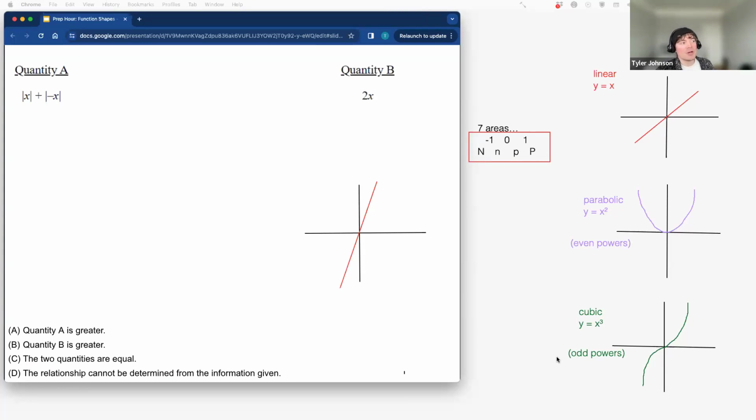For this problem, we're not giving any upfront information, so there's nothing limiting the domain of x, right? All of these seven areas are still on the table here. And the graph of quantity B, we've got that coefficient 2 in front of x, so it's basically taking that linear shape and just speeding it up, making it a little more aggressive.